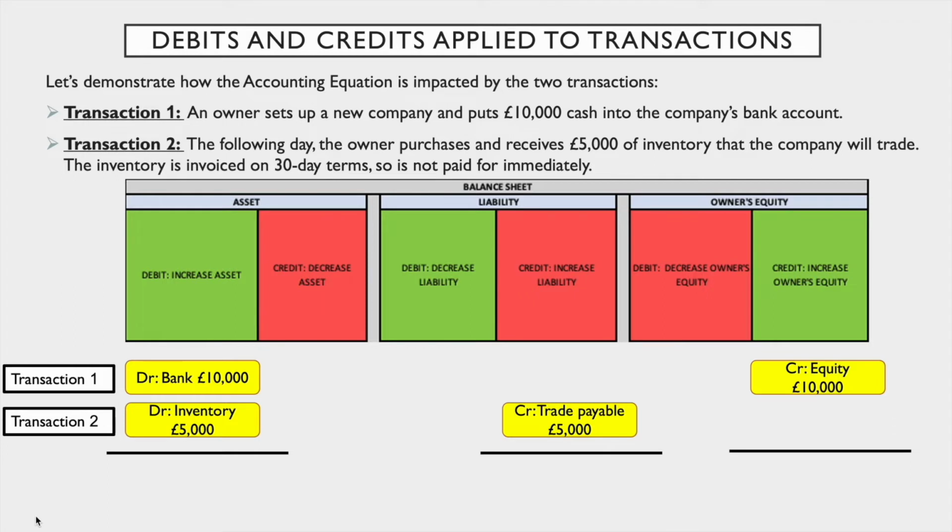And just to show you how debits and credits should always sum to zero. In this case, we've got £15,000 of debits in terms of the assets. We've got a credit of £5,000 and a credit of £10,000. So our credits sum to £15,000 and our debits sum to £15,000, so they equal each other. That's key.